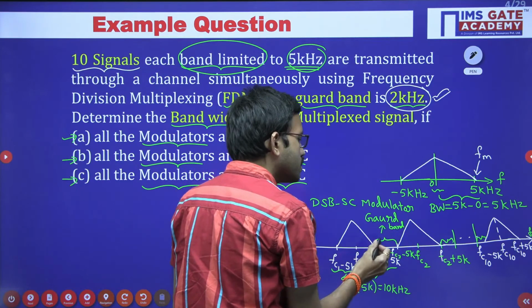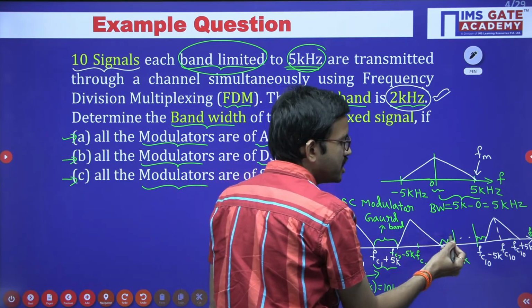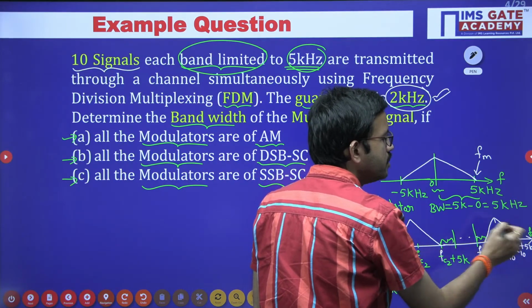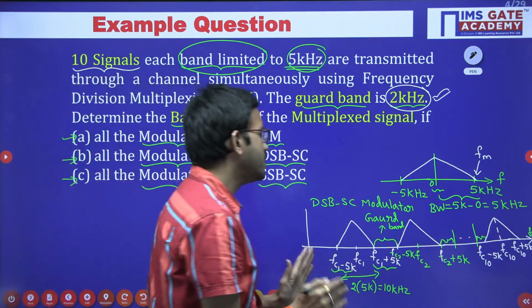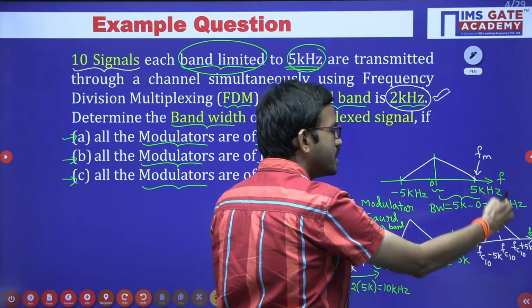So that means, say for example, between 1 and 2 we require a guard band, between 2 and 3 we require a guard band, like that between 9 and 10 we require a guard band. After 10 we don't require one unless otherwise specified in the question, because our requirement is what? We have to transmit 10 signals. So you just observe only within the 10 signal spectrum.